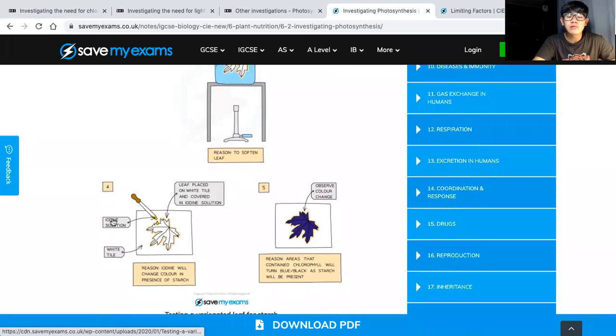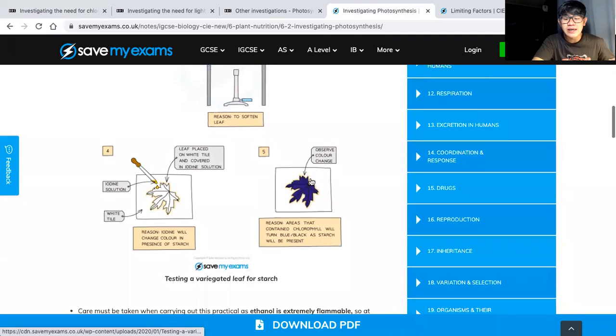And then after that, you take iodine and put drops of iodine all over the leaf. Okay, the leaf that was white and green at first, once you decolorize, it all turns white. Okay, and then you drop iodine everywhere. Okay, and you should see, right?